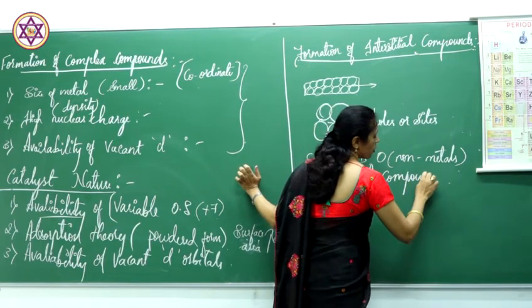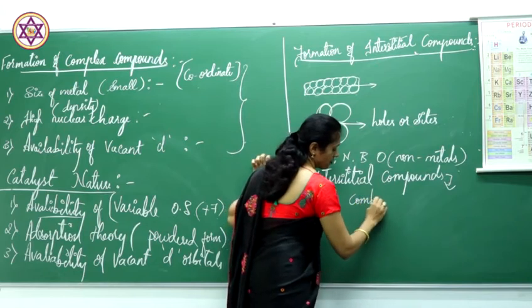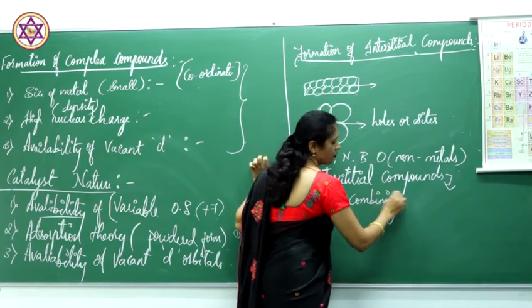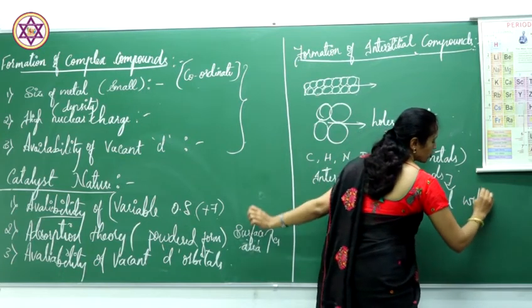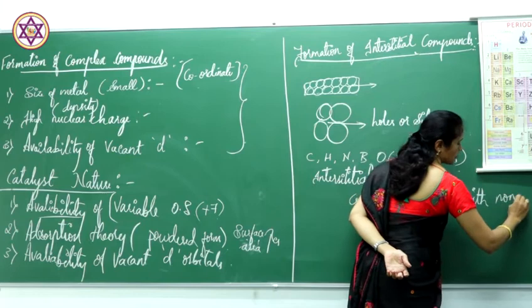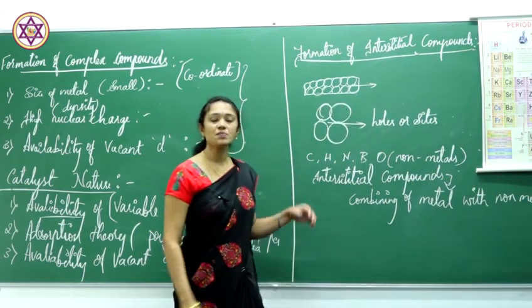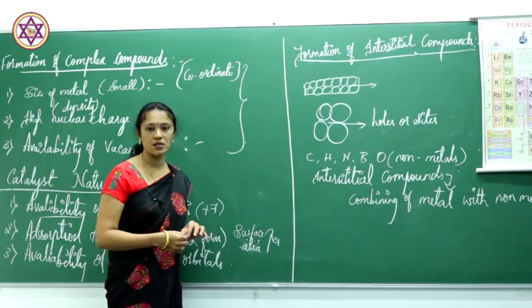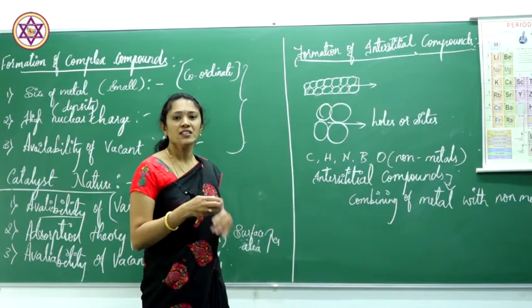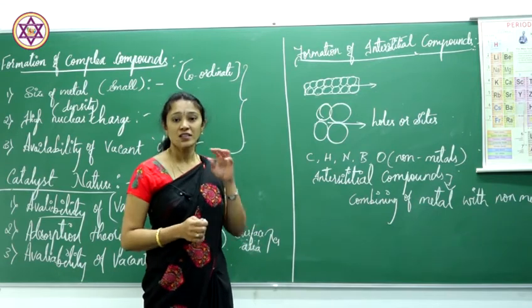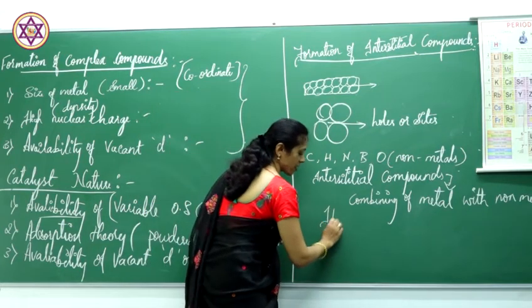Interstitial compounds means what? Combining of metal with non-metal. Metal combines with non-metals, and that is called interstitial compounds. When this metal combines with the non-metals, what happens to its properties? Coming to the properties, they form a very hard substance. The obtained interstitial compound will be very hard.